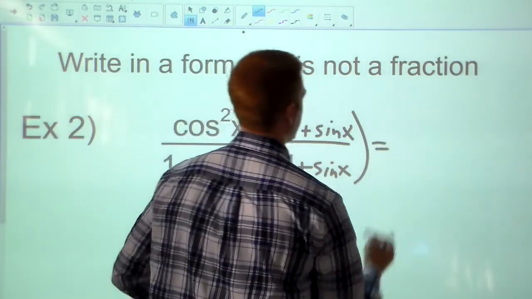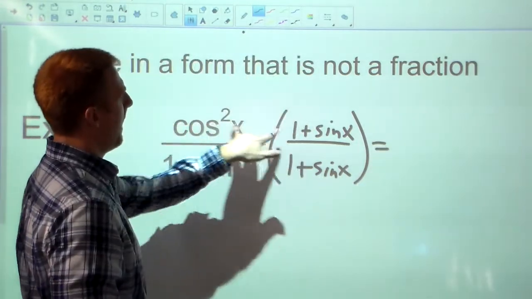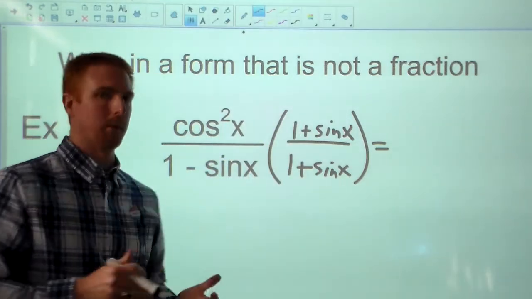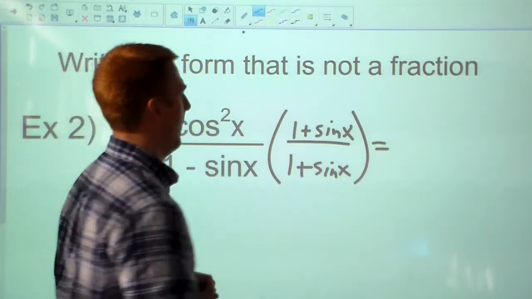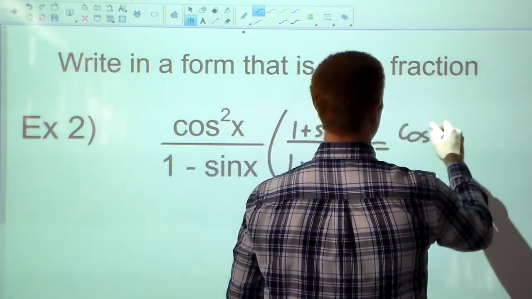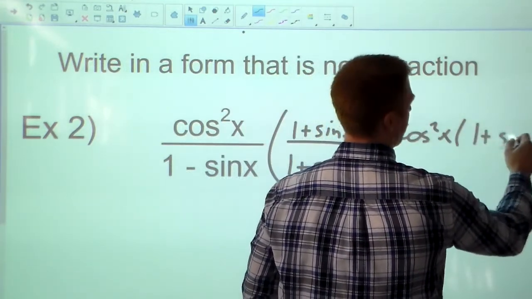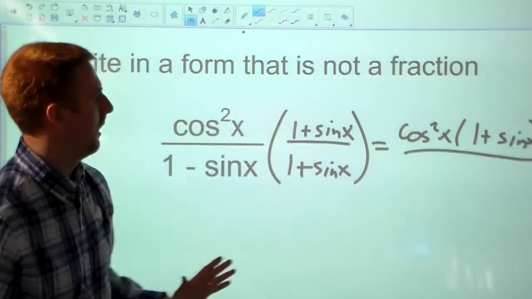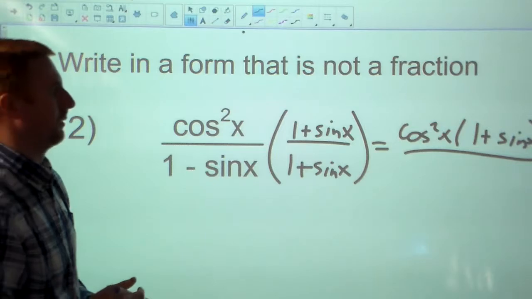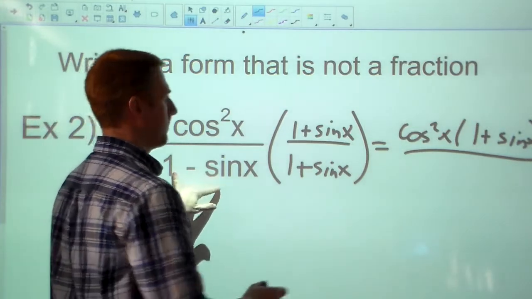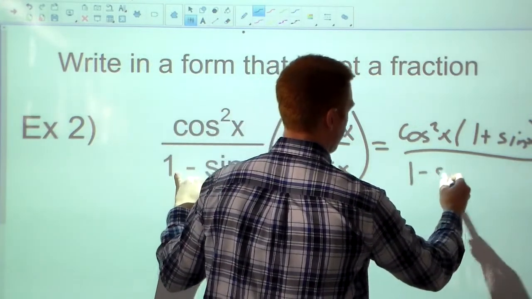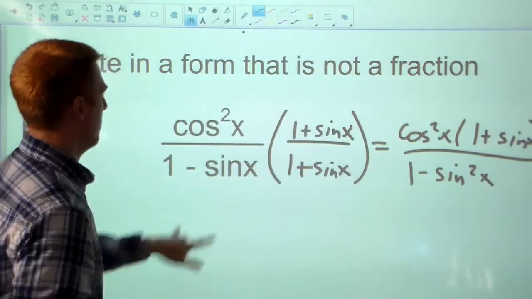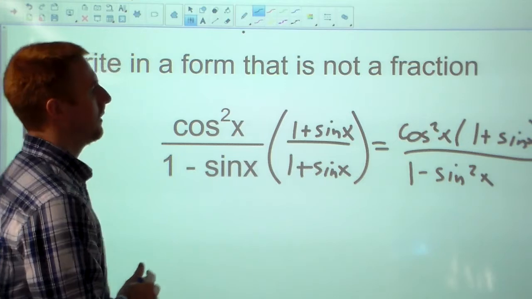So let's multiply this out, see what happens. On the top, I could distribute, there's nothing wrong with it. Just knowing where this problem's going to go, I'm going to leave them separated for now. So I'm going to get cosine squared x times 1 plus sine x. Nothing wrong with distributing, it's just this is going to make it a little bit simpler in a minute. Just like on the last example, the bottom is going to come out to be 1 minus sine squared x when you FOIL it out. The middle terms will add to 0.